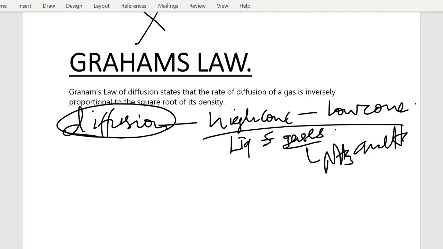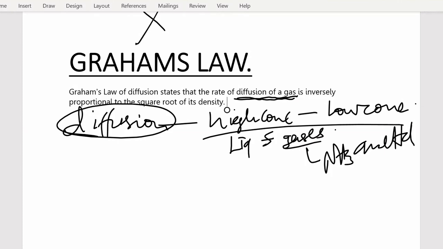and HCl. So in Graham's law of diffusion, we will be relating the rate of this diffusion in terms of density, molecular mass, and time. And the law states that the rate of diffusion of a gas is inversely proportional to the square root of its density.